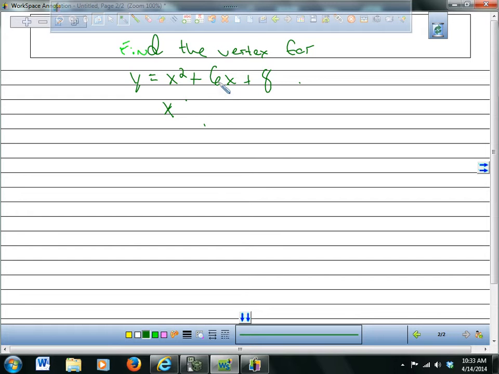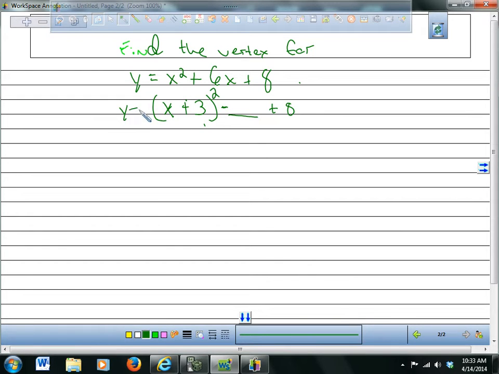What's half of 6? 3. Plus 3 squared, right? I still have a plus 8 over here. Now, in this case, I've added something to this side of the equation. Who could tell me what I've added? What have I added to the left side? Grace said that. Very good. She said I've added 9, right?